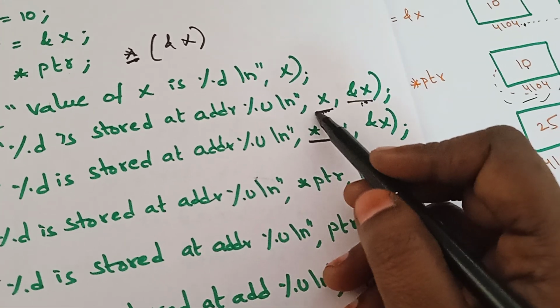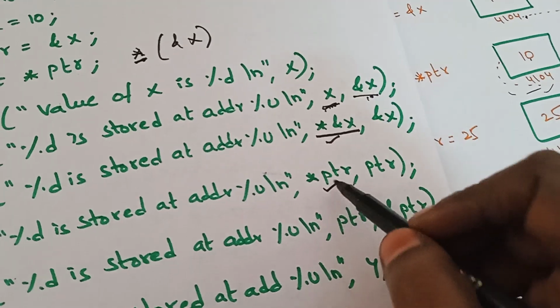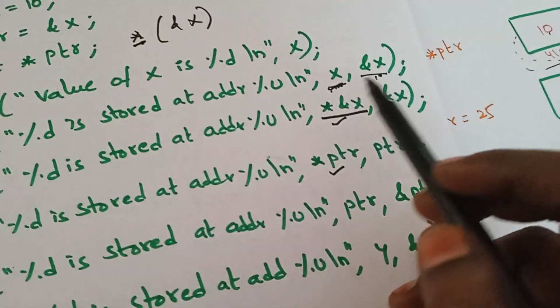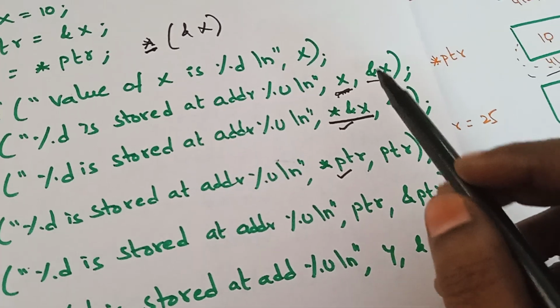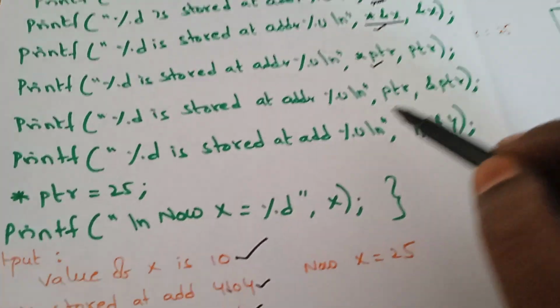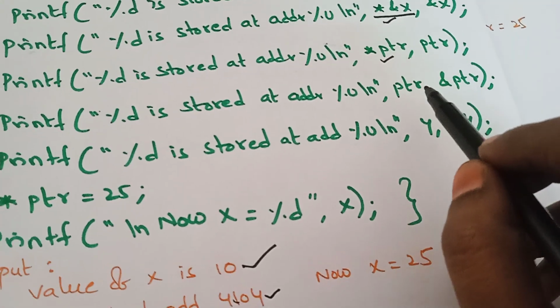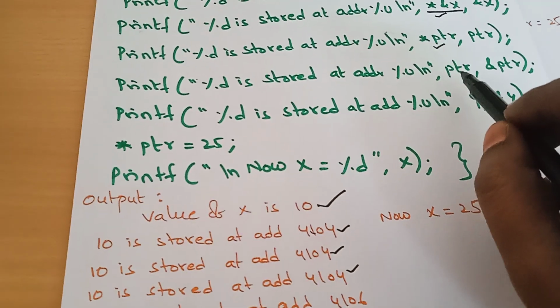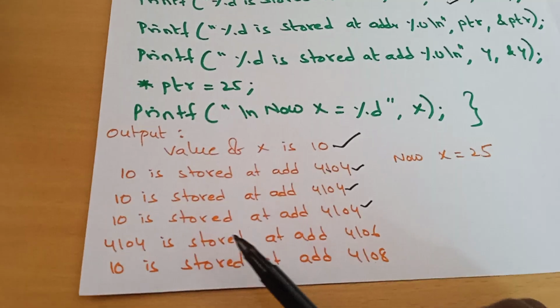Look at this. x is the same as *&x, and that is the same as *ptr. These three statements will give the same output. Now, look at the next statement, ptr and *ptr. What do you mean by this ptr? What will you get in the fourth printf statement? ptr 4104 is stored at address 4106.